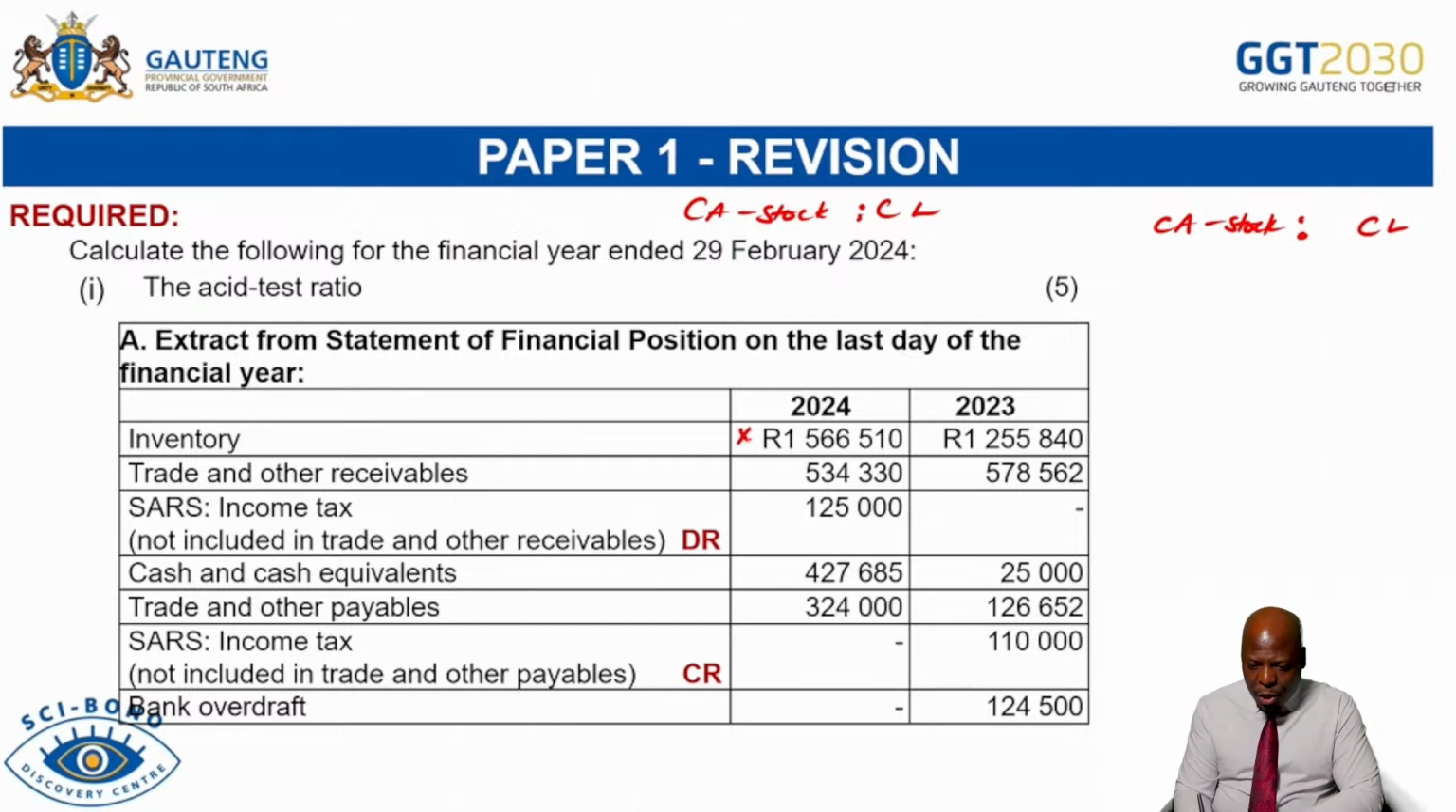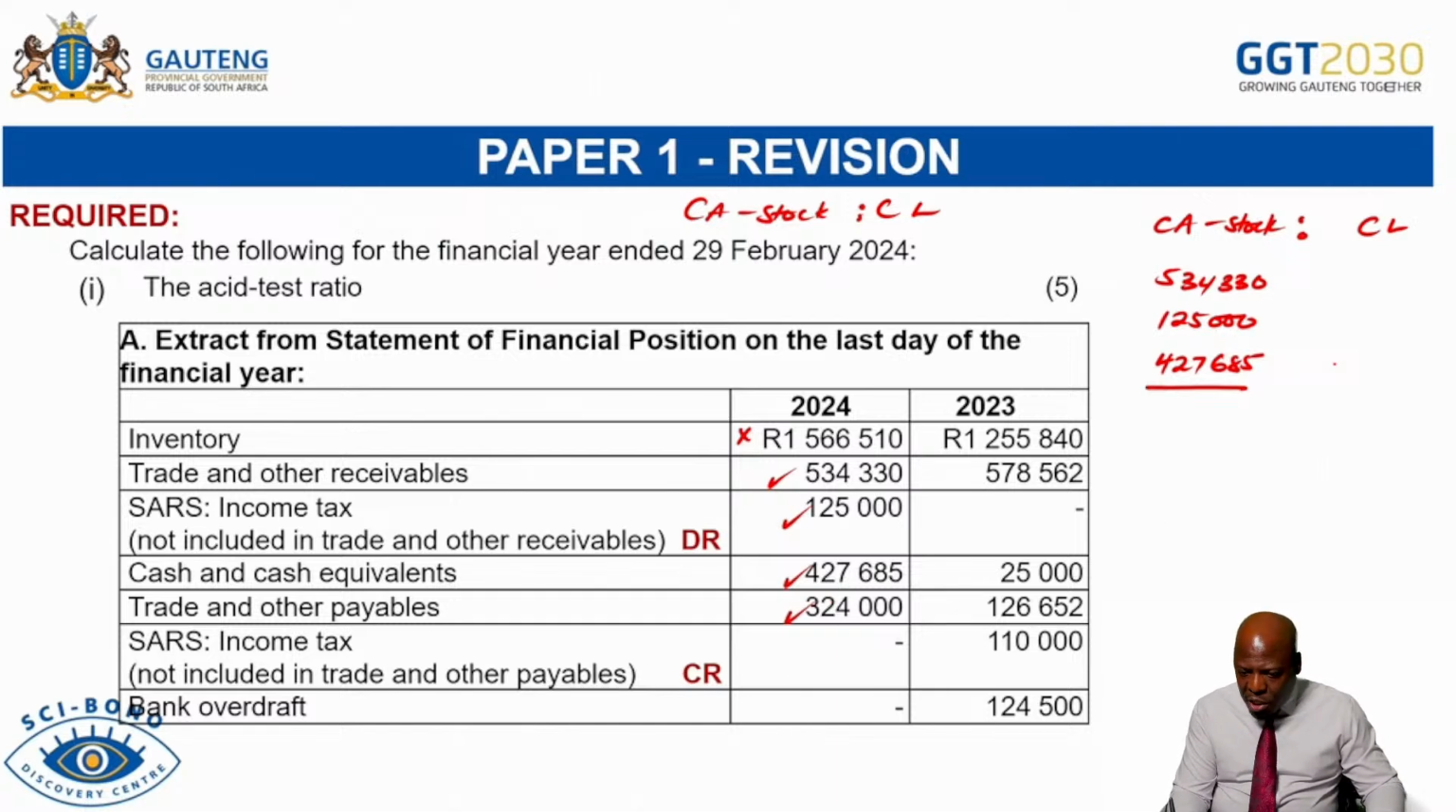So I'm not even going to touch the stock because I don't want it. I'm going to take my trade and other receivables, which is 534,330. And then I'm going to add my income tax, which is 125,000. And then I'm going to add my cash and cash equivalents, which is 427,685, and that is it. Then I come to my current liabilities, where I only have my trade and other payables, which is 324,000.